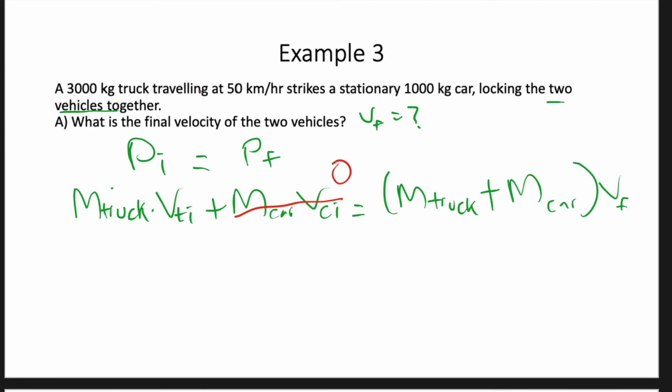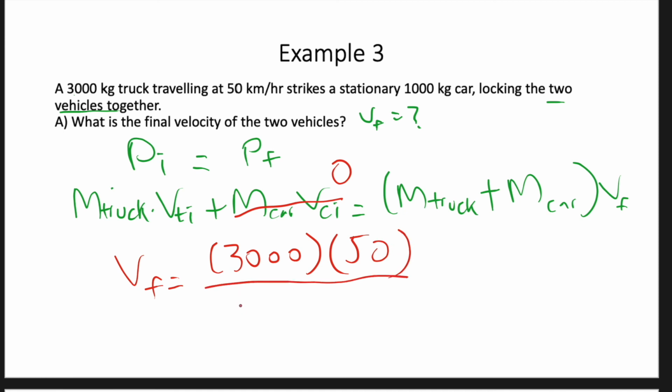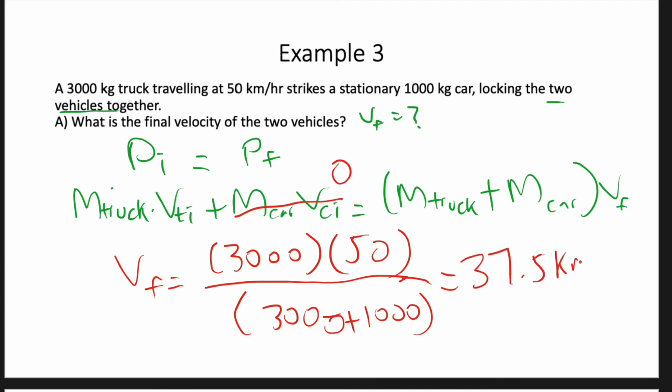So vf is going to be equal to truck, so 3,000 times 50 kilometers per hour, over 3,000 plus 1,000. Right, and the answer is 37.5 kilometers per hour, and you can convert it into meters per second. So this is example 2. I don't have example 3. I'm sorry.